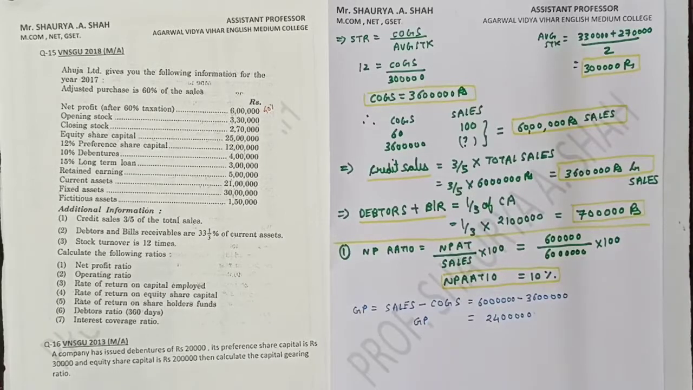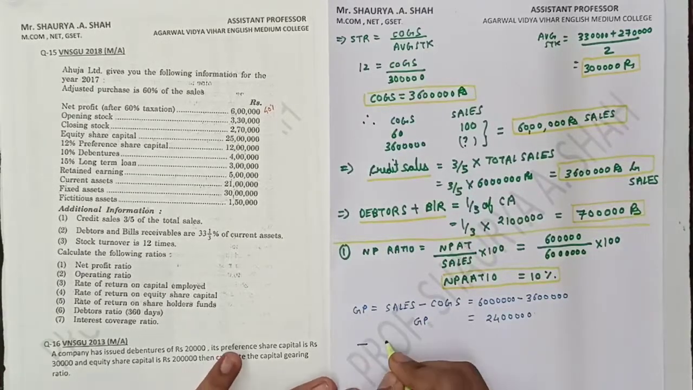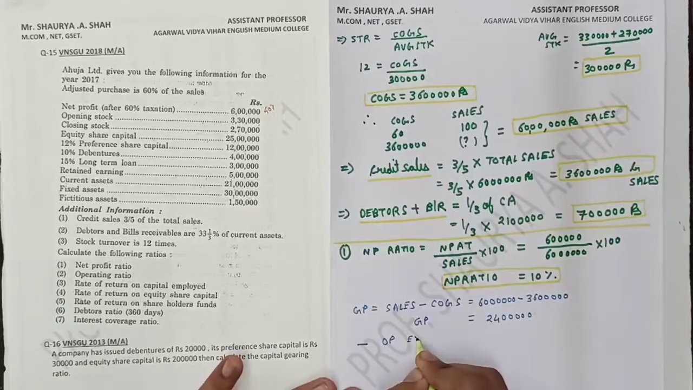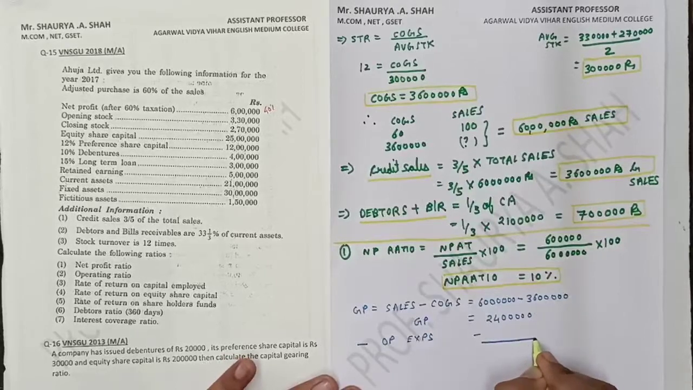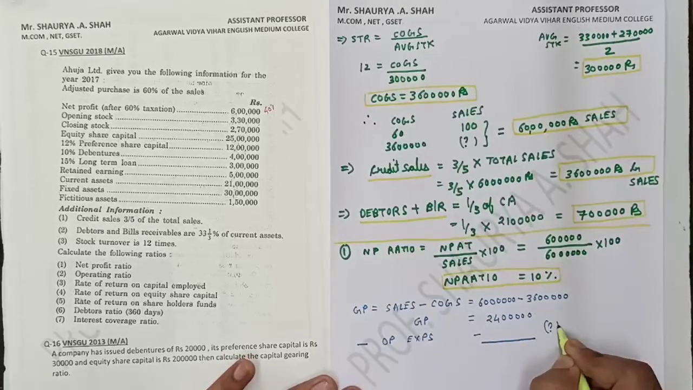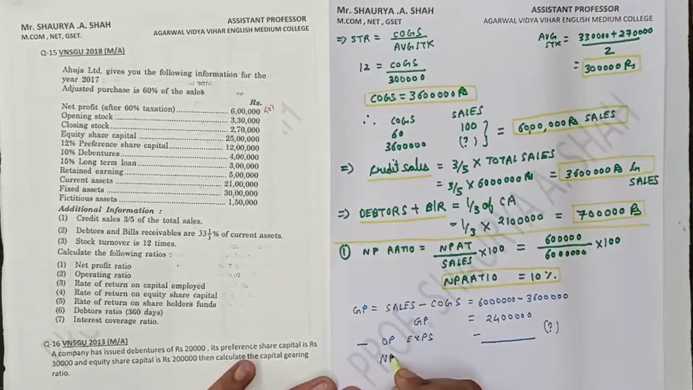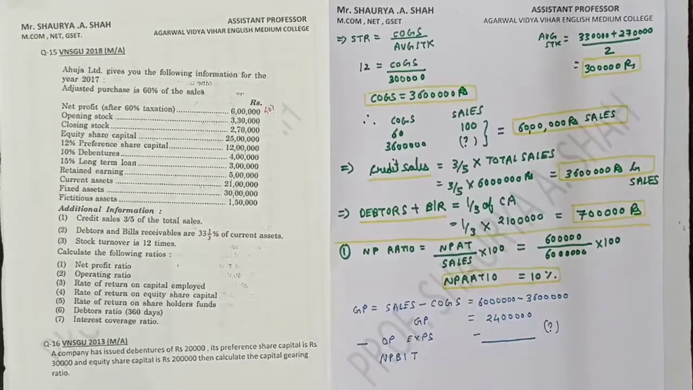Now, students, from your GP we always deduct your operating expenses. When you deduct your operating expenses, you will get the net profit before interest and tax, students, right? Net profit before interest and tax. I hope it is clear to each and every student, right? We are not knowing that right now.